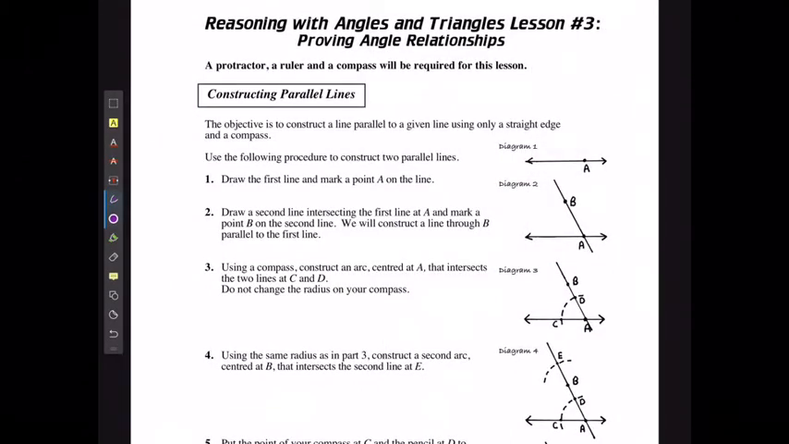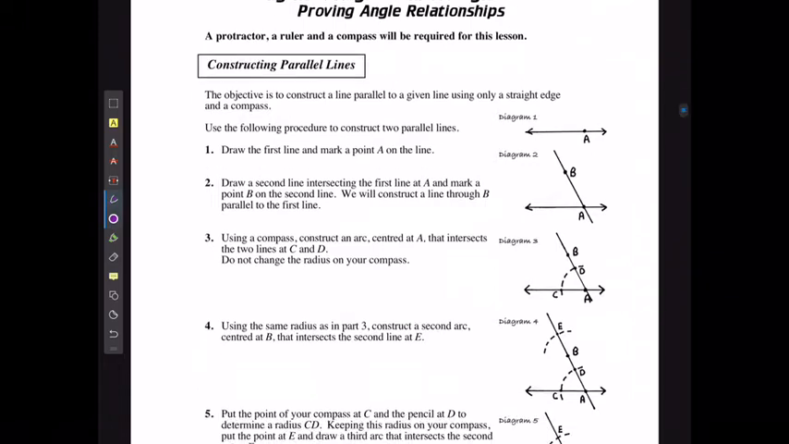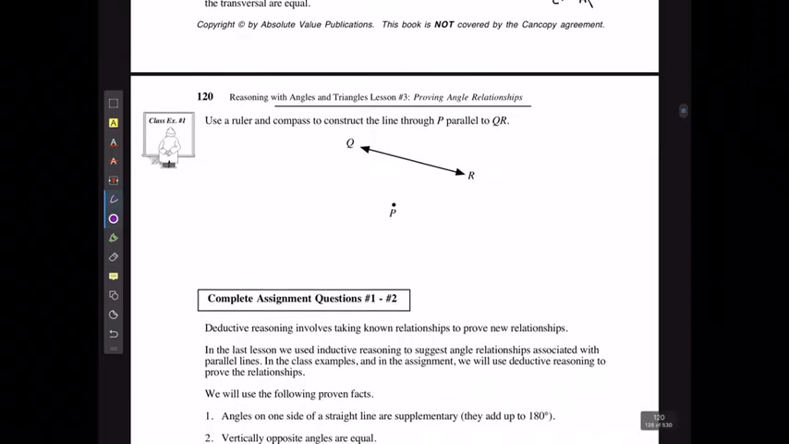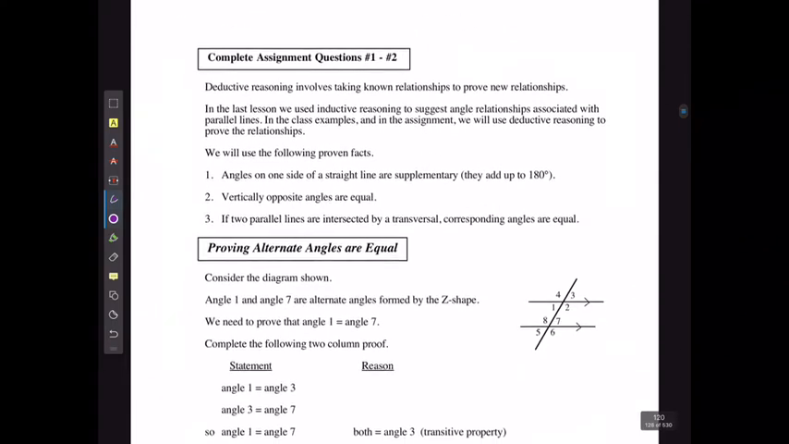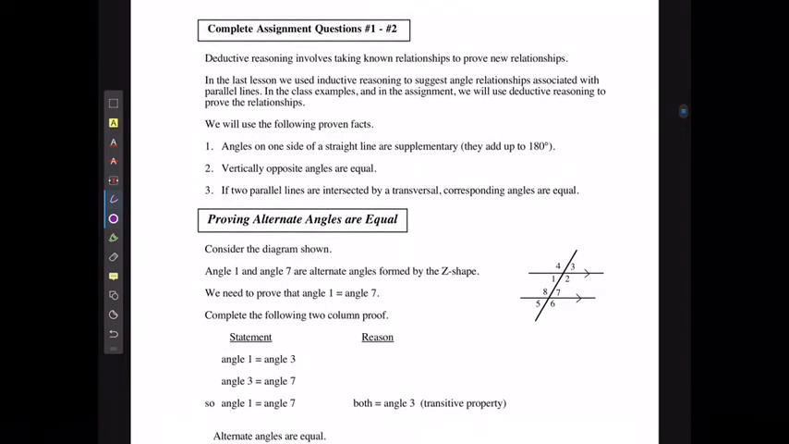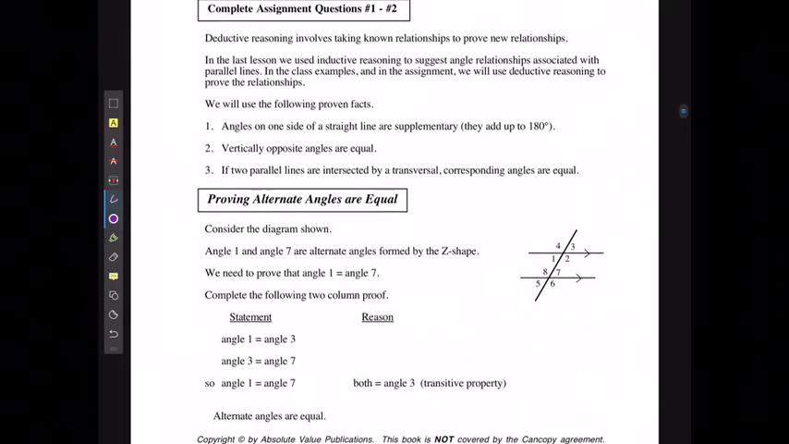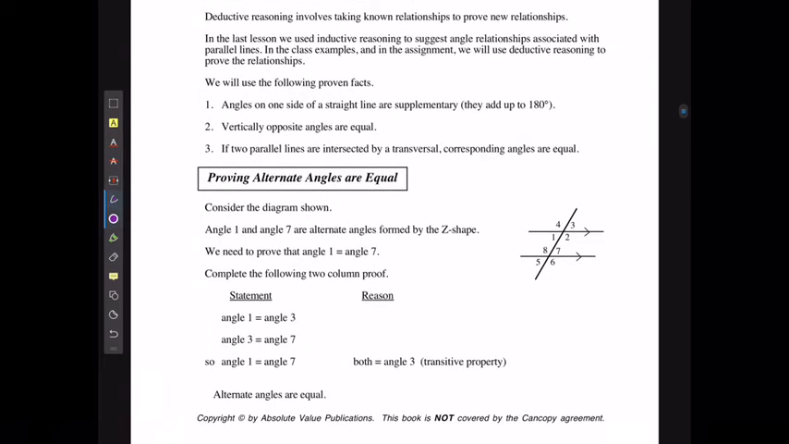Okay, so when we're using our deductive reasoning to prove angle relationships, we're actually going to skip over this first page because I'm assuming that not everybody has a ruler and protractor available to them. So we're actually going to jump ahead, because you're not going to have to be able to physically do it, to the second part. It says, deductive reasoning involves taking known relationships to prove new relationships exist.